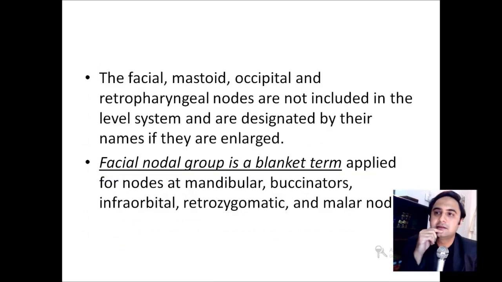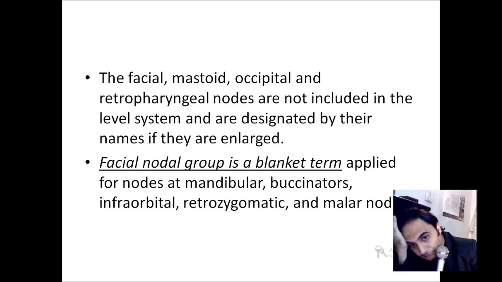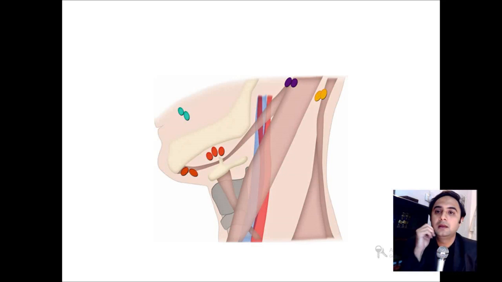Now, there is another set called the facial, the mastoid, the occipital, and the retropharyngeal nodes. These are not included in these levels, and this is also one of the shortcomings of this classification. The facial node is the blanket term for nodes of the mandibular, buccinator, infraorbital region, and retrozygomatic area, plus the malar area. Here you can see these are the buccinator, these are the preauricular, these are of the mastoid region, and these are the occipital nodes. These red ones are the conventional level 1A and 1B lymph nodes.